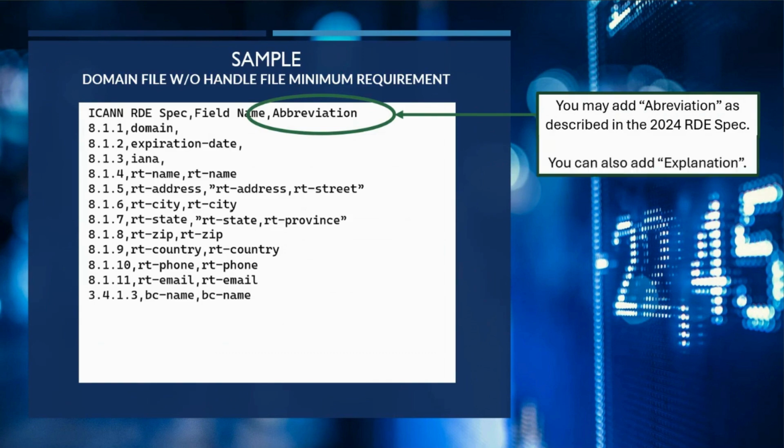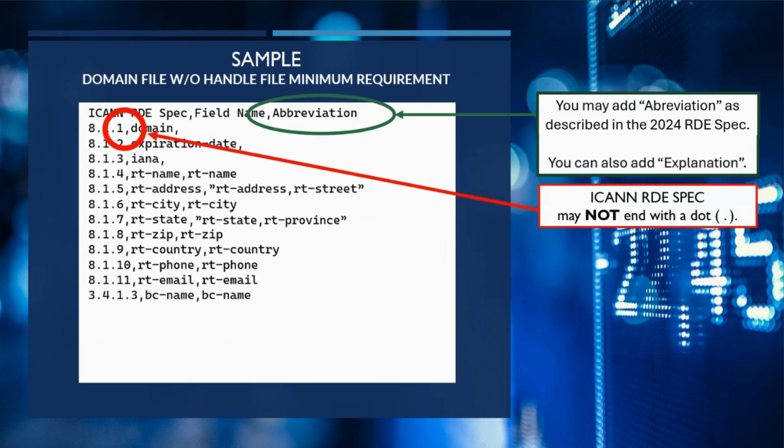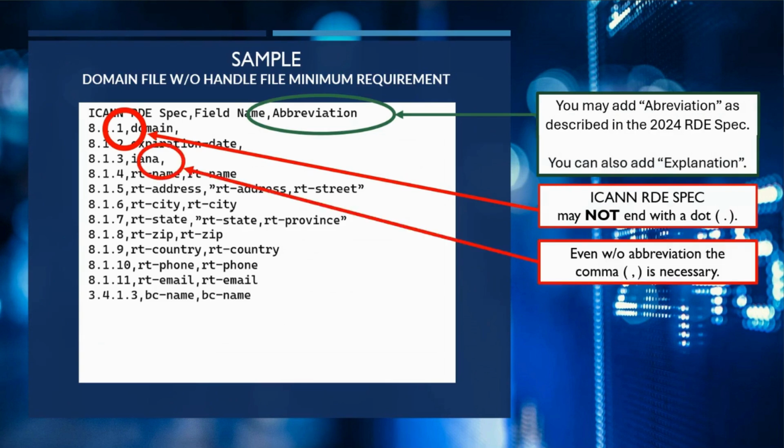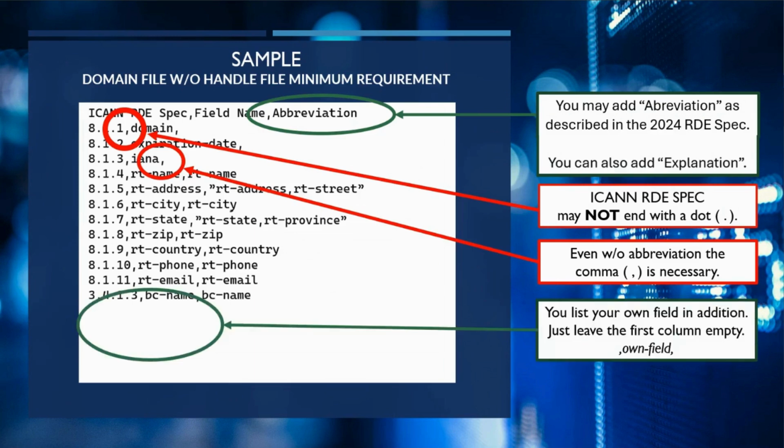And of course, you can also add explanations. Also here, the RDE spec in the first column may not end with a dot. And the comma is necessary even if you don't have abbreviations, because this is a header mapping with 3 columns, and that means you need the comma for the separation. And you can add your own fields in addition. Also like that: name server information, billing contact email address, or any other information and data.